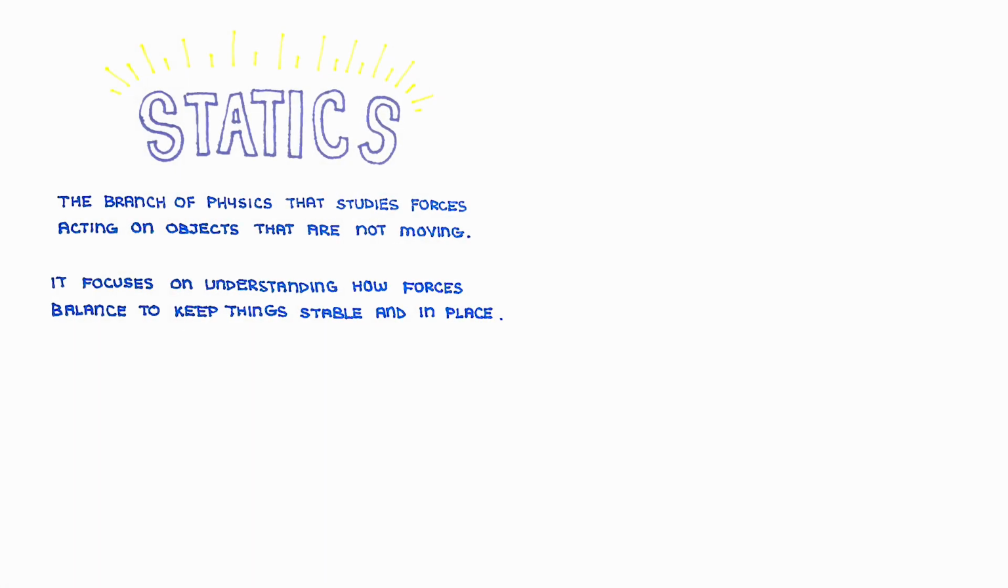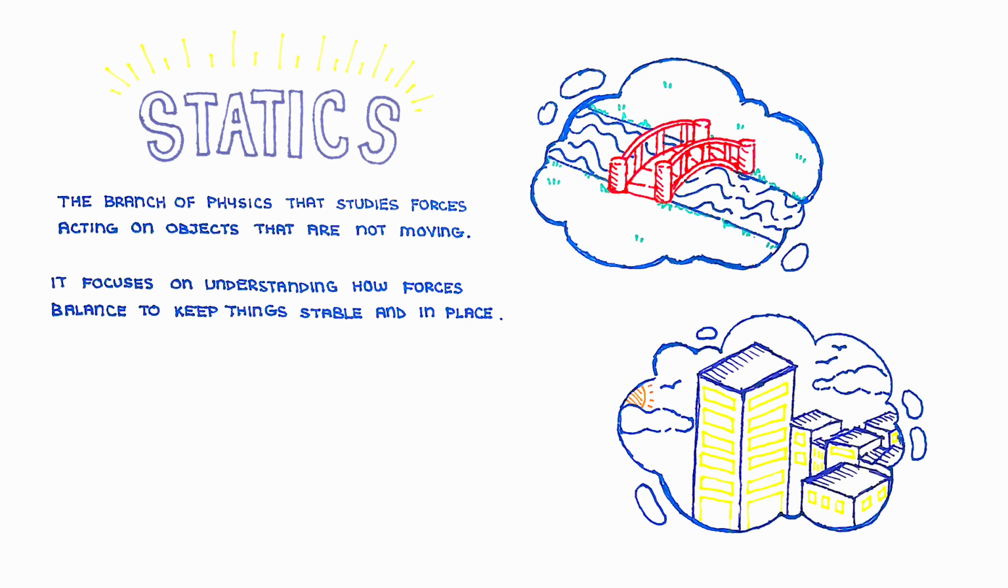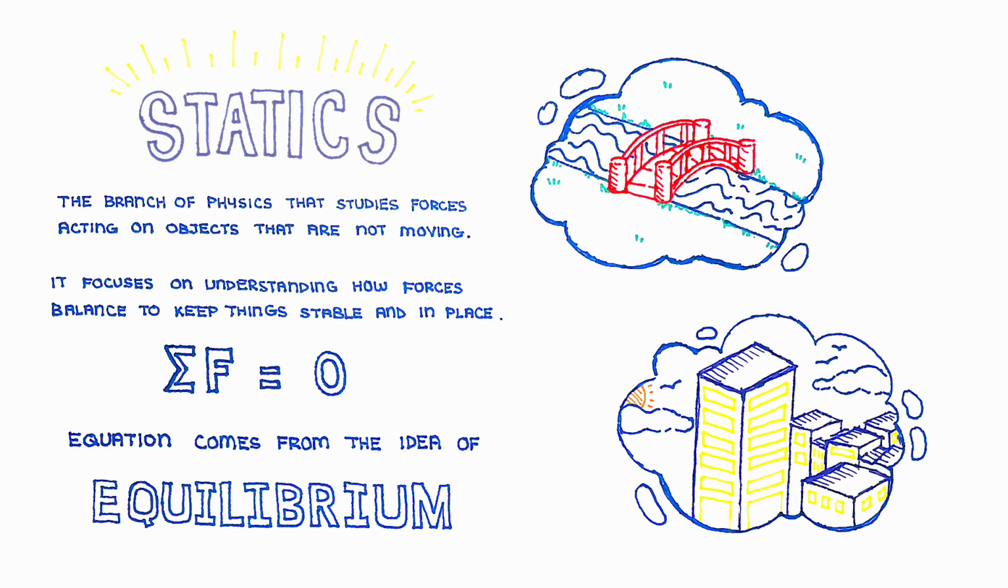Statics is the study of forces that keep things stable, like bridges and buildings. Statics is about balance. It tells us that for something to stay still, the forces pushing or pulling on it must add up to zero. We write this as ΣF = 0. This equation comes from the idea of equilibrium, which means something isn't moving. For an object to stay still or move at a constant speed, not speeding up or slowing down, all the forces acting on it must cancel each other out.